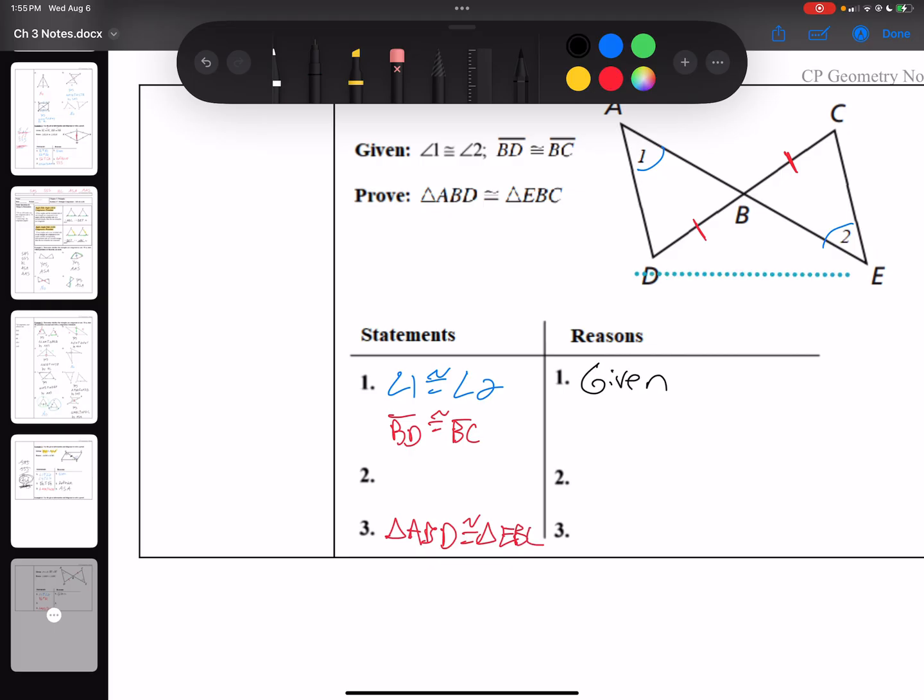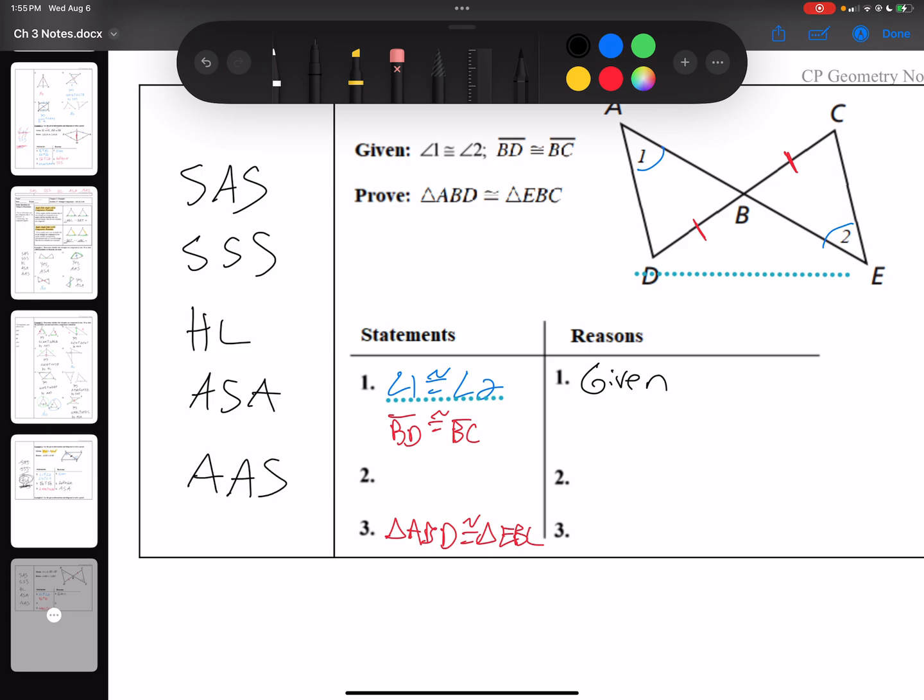So again, we have a choice of side, angle, side; side, side, side; hypotenuse, leg; angle, side, angle; or angle, angle, side. Well, I was already given one pair of equal angles and one pair of equal sides. So honestly, there's no right angles. I'm probably not going to go for side, side, side. So if I could show one more pair of equal sides, or if I could somehow show another pair of equal angles, then I could use one of the remaining options.